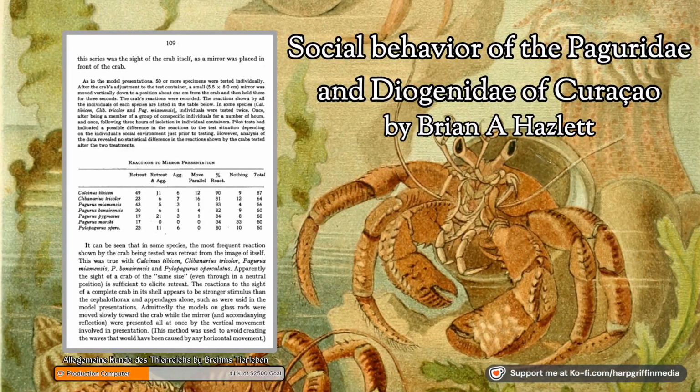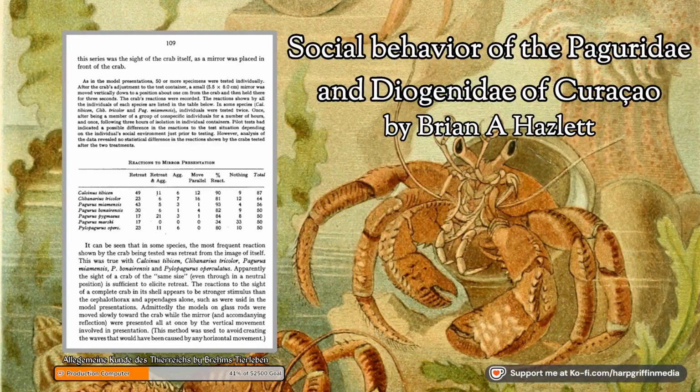It can be seen that in some species, the most frequent reaction shown by the crab being tested was retreat from the image of itself. This was true with Calcinus tibicen, Clibanarius tricolor, Pagurus miamensis, P. bonairensis, and Pylopagurus operculatus. Apparently, the sight of a crab of the same size, even though in a neutral position, is sufficient to elicit retreat.